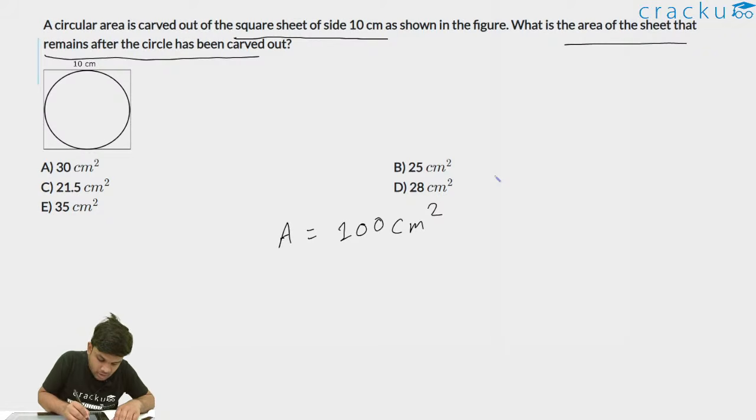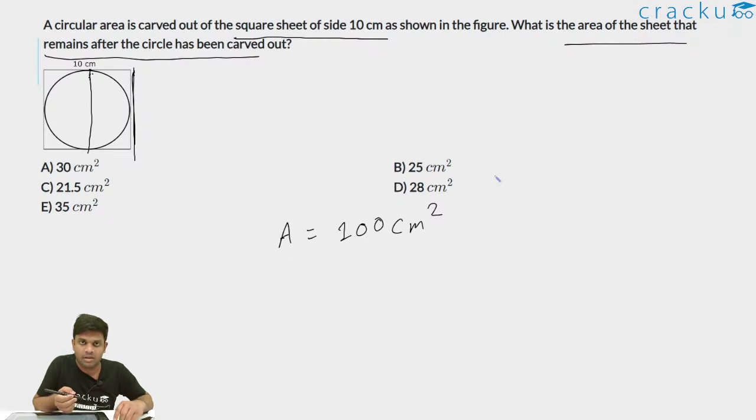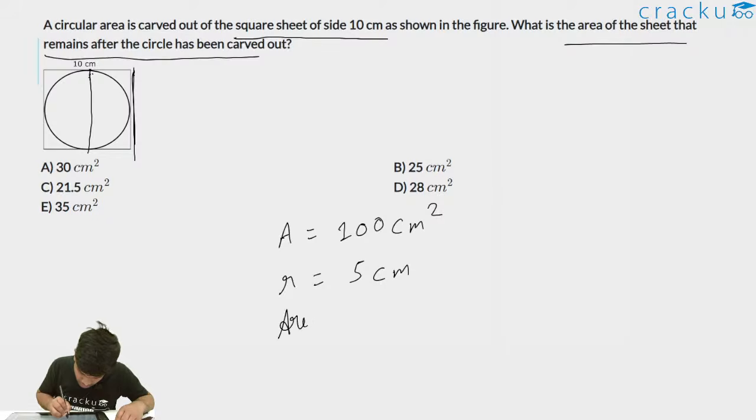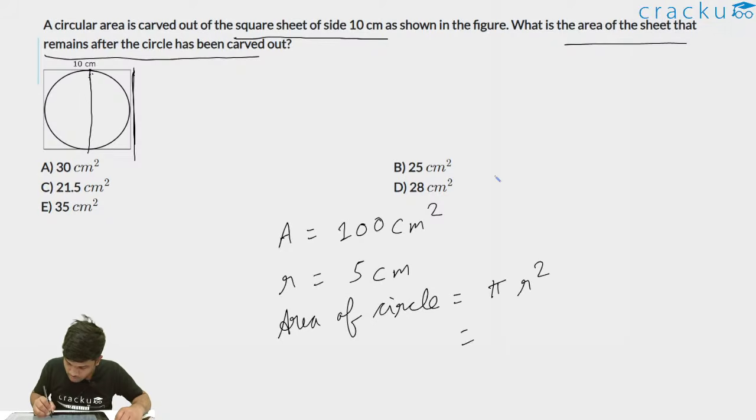Now in the circle you can see that this entire length is the diameter, and this is parallel to the side of the square. The side of the square is 10 centimeters, so that means the diameter of the circle will also be 10 centimeter. So radius will be 10 by 2, which is 5 centimeter. So area of circle is pi r square. So pi is 3.14, r square is 5 5 the 25 centimeter square.